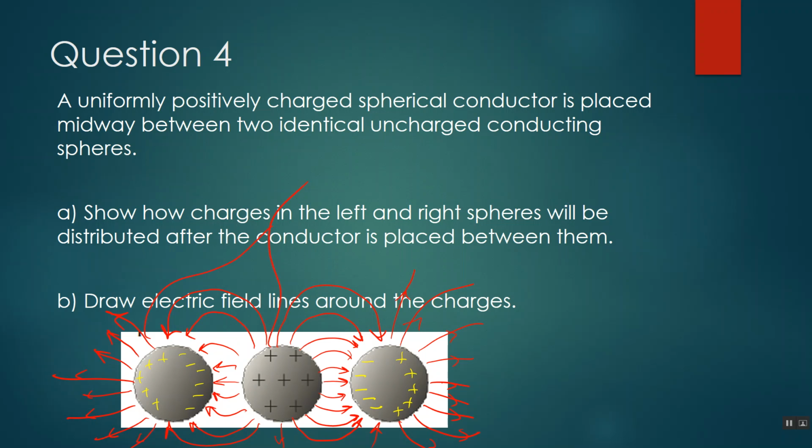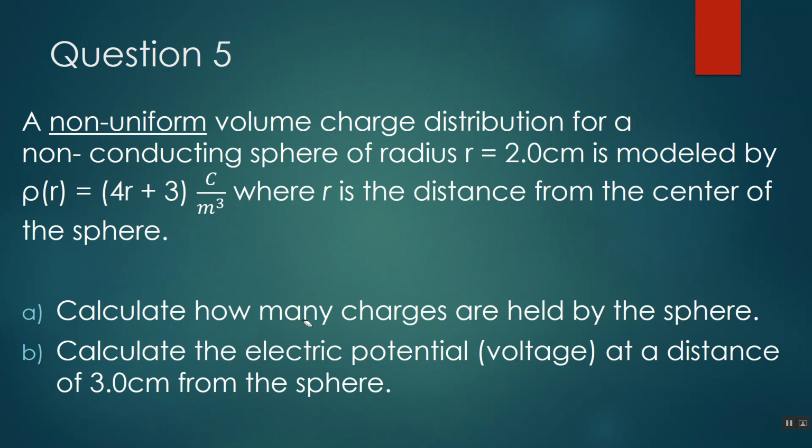Okay. Number 5. This one has integrals in it, so if you're having trouble with that, maybe it's time to pay attention. So a non-uniform volume charge distribution for a non-conducting sphere of radius r is modeled by rho is equal to 4r plus 3, where r is the distance from the center of the sphere. Question A, calculate the charge on the sphere.